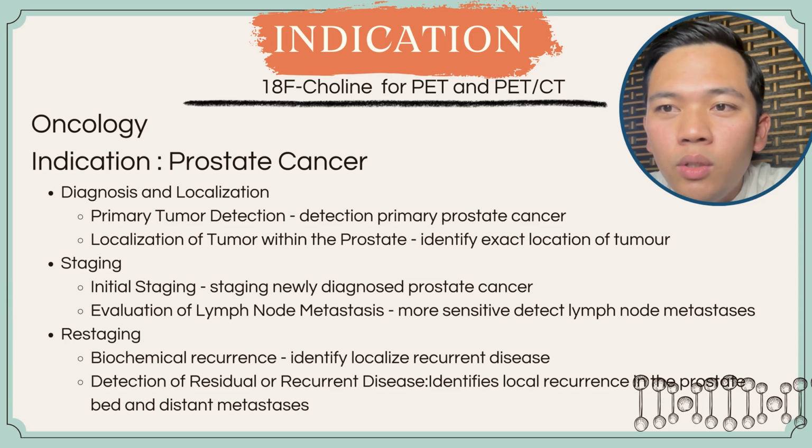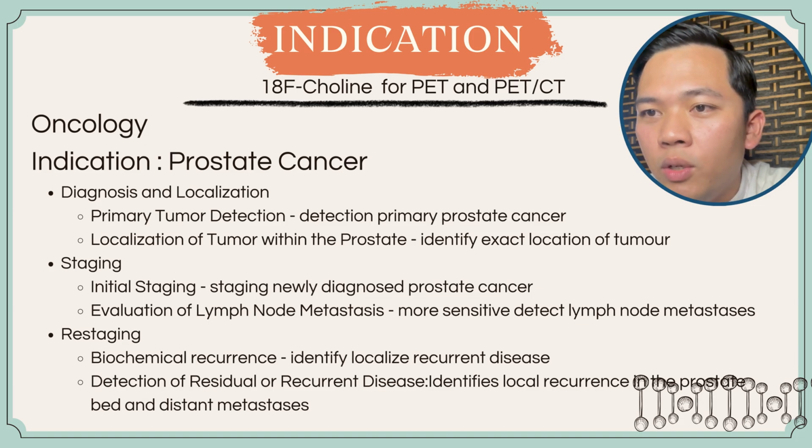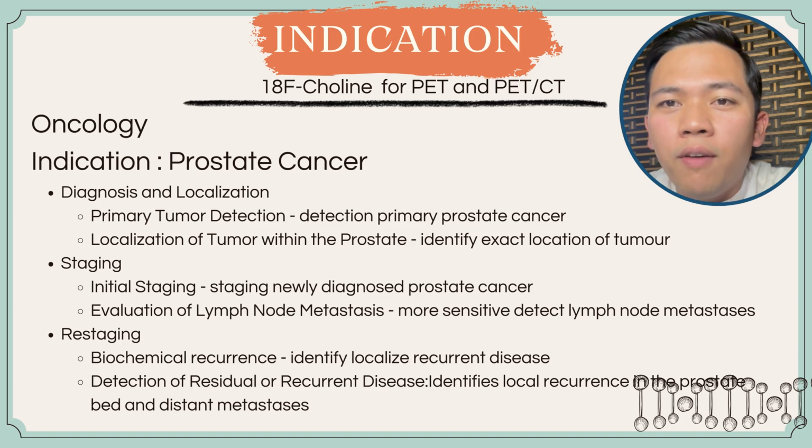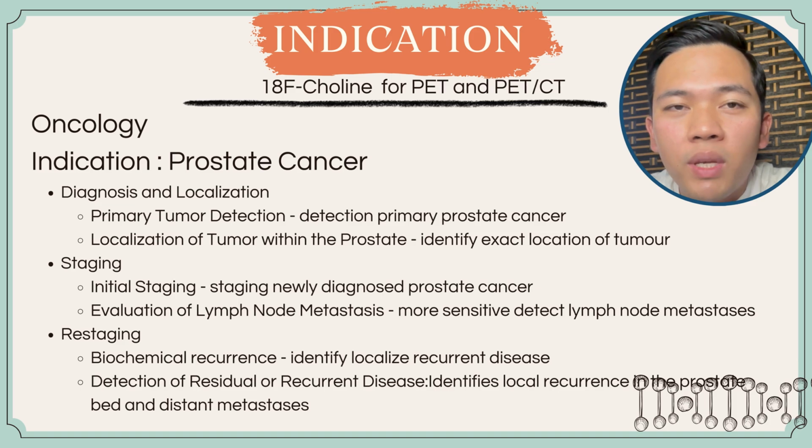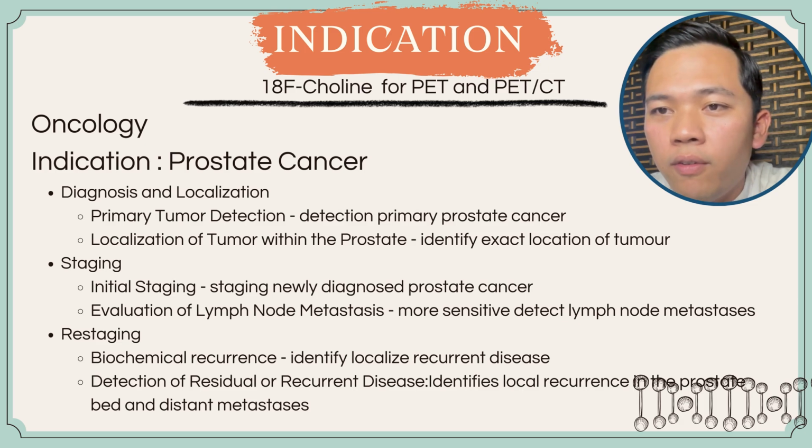So next we go to the restaging, biochemical recurrence. After treatment of the prostate cancer, such as surgery or radiation, monitoring for recurrence is crucial. A rise in prostate-specific antigen level can indicate biochemical recurrence. 18F Choline PET CT is instrumental in localizing recurrent disease, guiding further treatment decisions.